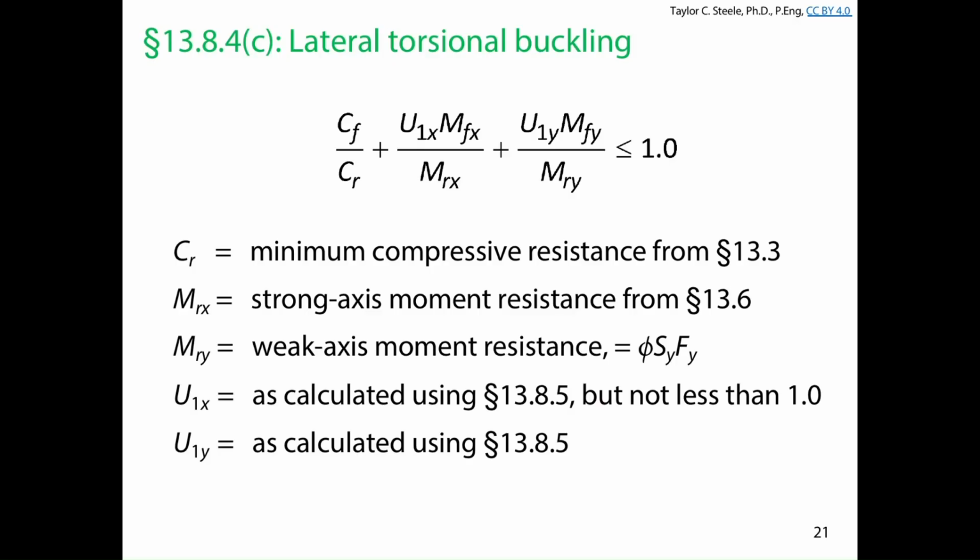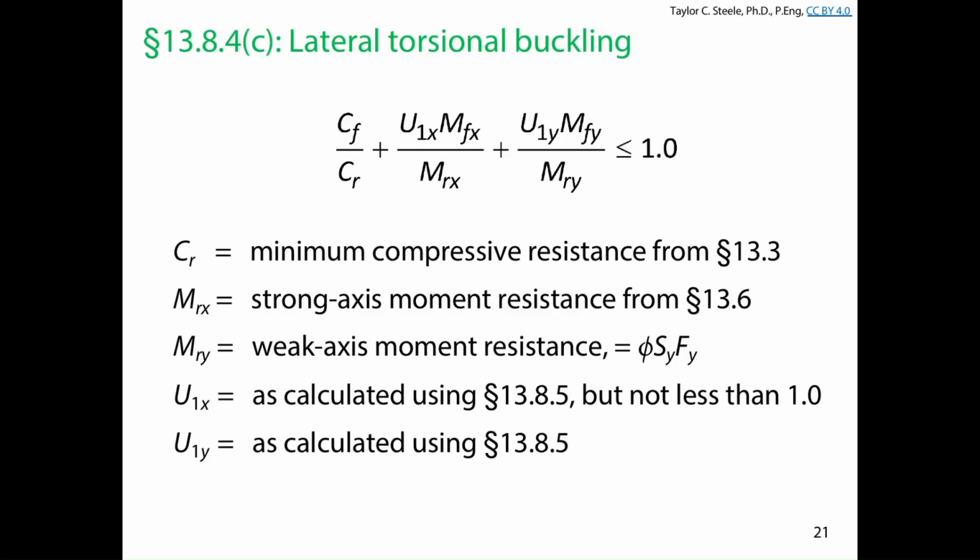This is where things get a little bit annoying because first we had to calculate U1X and U1Y, and they had to be at least 1. Then we would calculate them, and if they're less than 1, that's fine. Now all of a sudden, if U1Y is less than 1, that's fine, but if U1X is less than 1, that's not okay. So we flip-flop on these U1X values quite a bit from limit state to limit state.